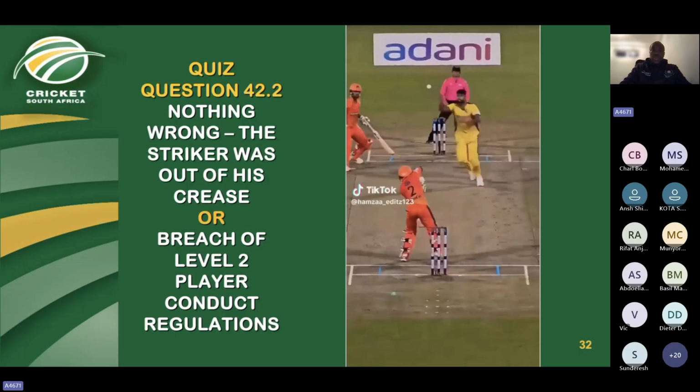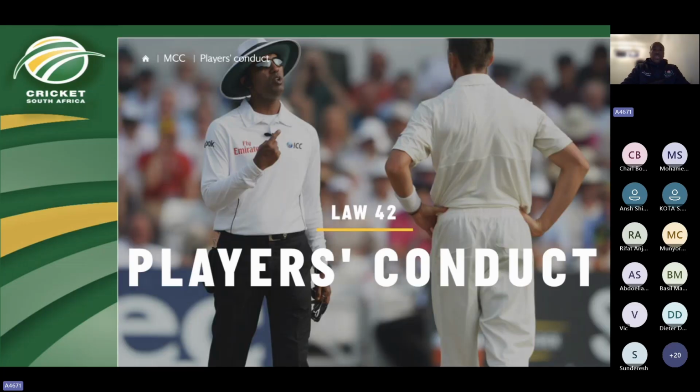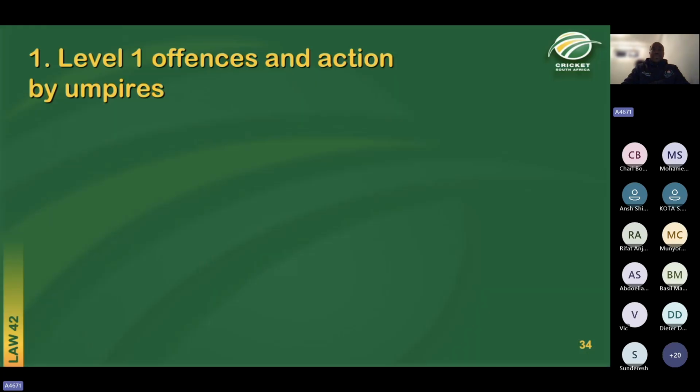Now let's go into Law 42, player conduct. And here we see Kumar Dharmasena laying down the law to, I think, an English bowler. So we're going to look at the 4 different levels of offenses, and we are going to look at, as per law, how are they to be dealt with.